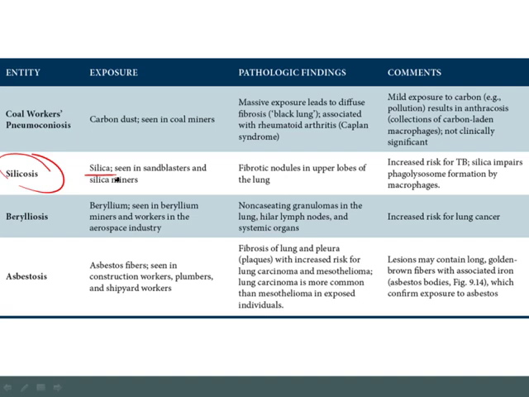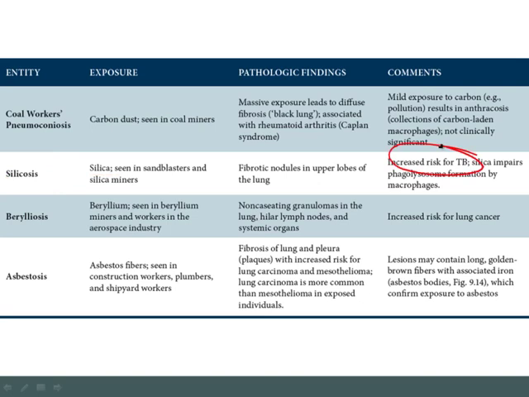The phagosome is the vesicle that's generated when macrophages eat to kill something, and the lysosome is where the phagosome merges in order to be able to destroy that thing. So what happens in silicosis is that the silica gets into the macrophages and impairs the formation of the phagolysosomes. Why is that important? Because it's the only pneumoconiosis, and this is the high yield point, that increases your risk for TB.